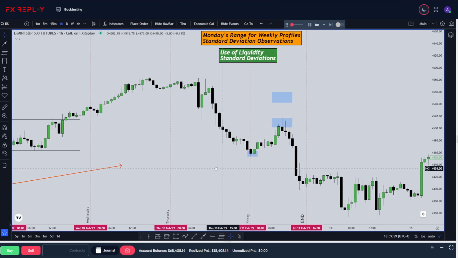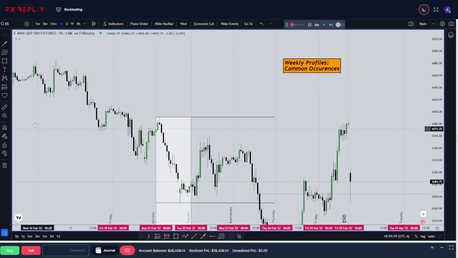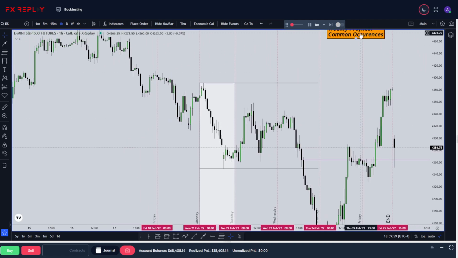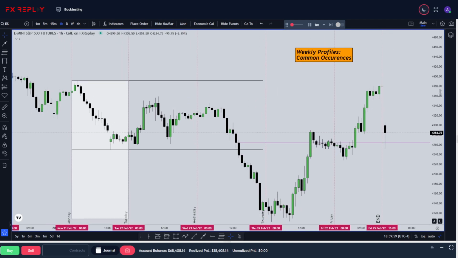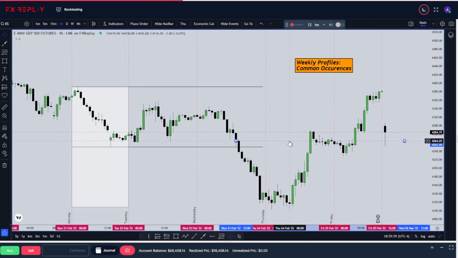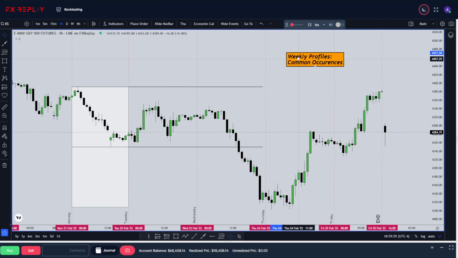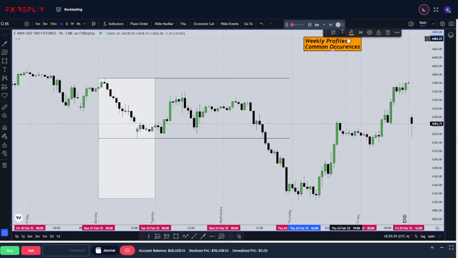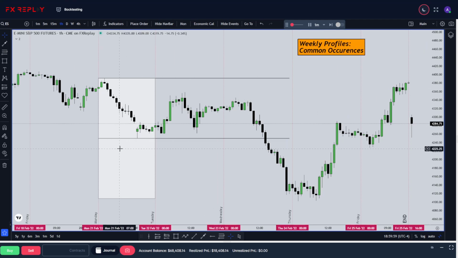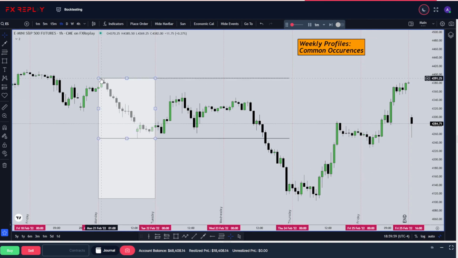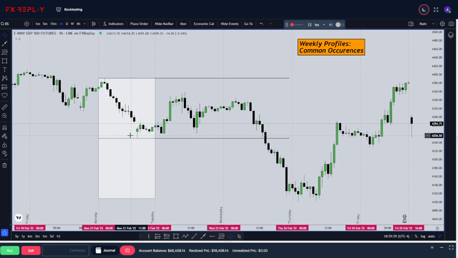Another example is where we're taking the Monday range and then starting to incorporate some of our simple understandings around weekly profiles. So weekly profiles, they're the jam, man. If you're not on weekly profiles, at least somewhere in your toolkit, you're really missing out. So same idea, Monday's range, and we're looking at it to be a matter of liquidity.